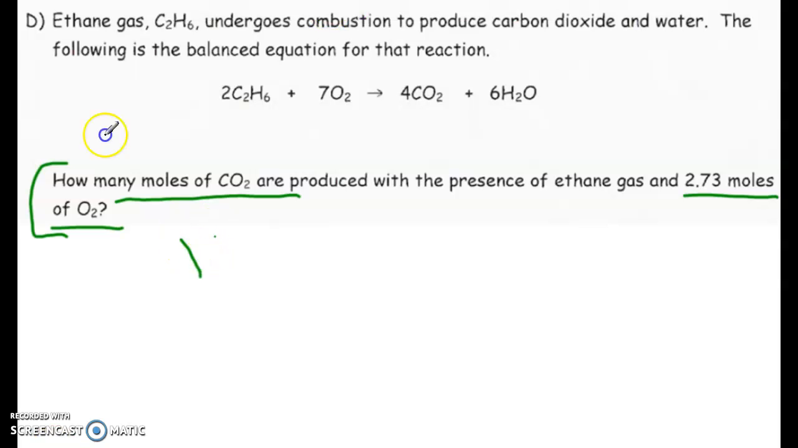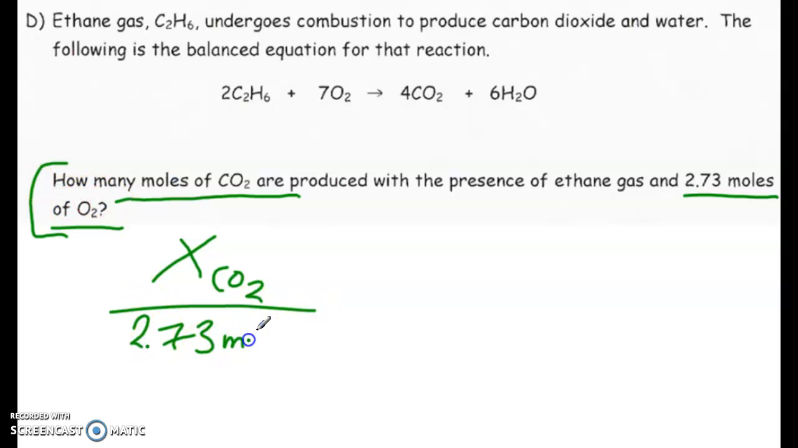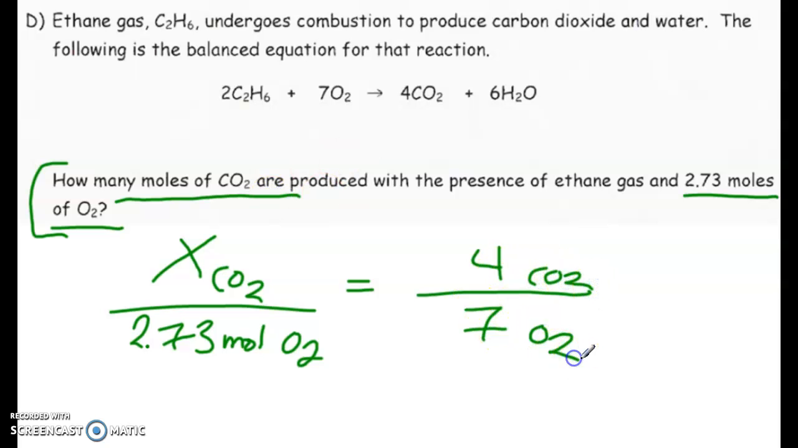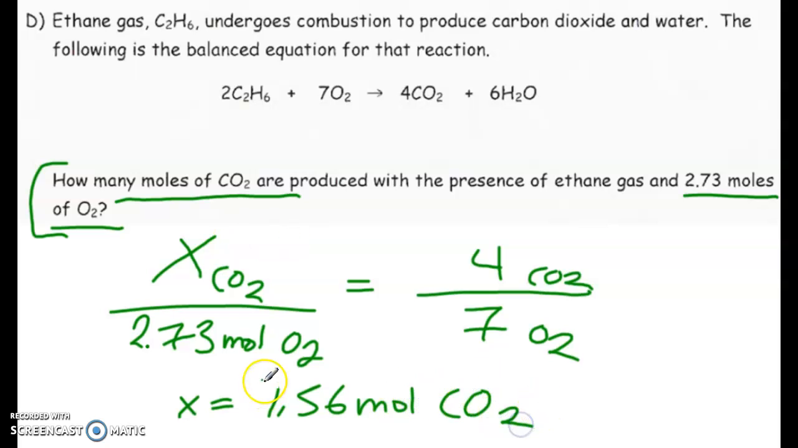All right, so X is moles of carbon dioxide. Here we have 2.73 moles of oxygen, right? So from the equation, we have 4 carbon dioxide for every 7 oxygen. So this is going to end up being 2.73 times 4 divided by 7. So we get 1.56 moles of carbon dioxide.